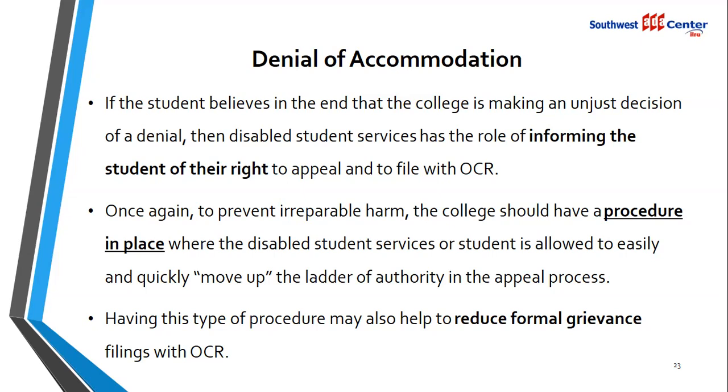Once again, to prevent irreparable harm, the college should have a procedure in place where the Disabled Student Services or the student is allowed to easily and quickly move up the ladder of authority in the appeal process. Now, notice what I said here is that I give a lot of technical assistance to higher education institutions.